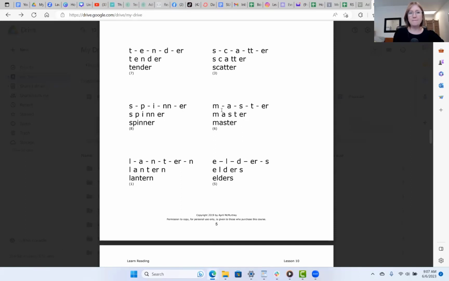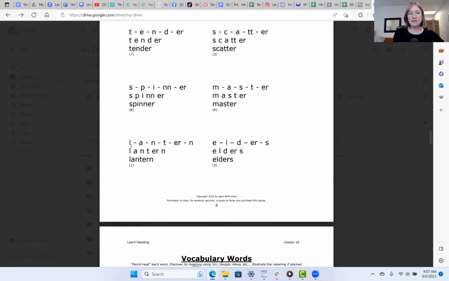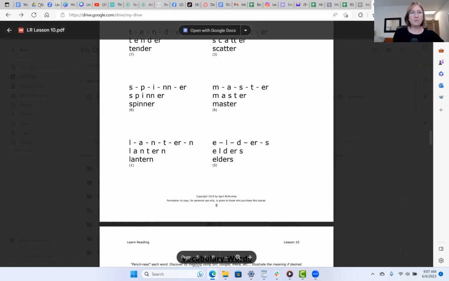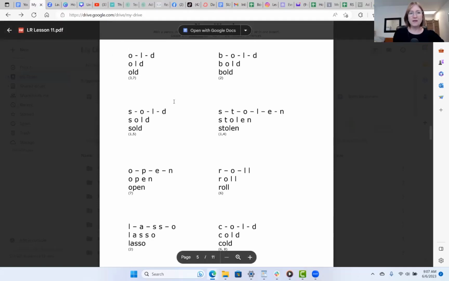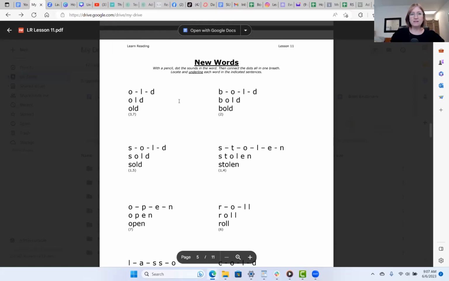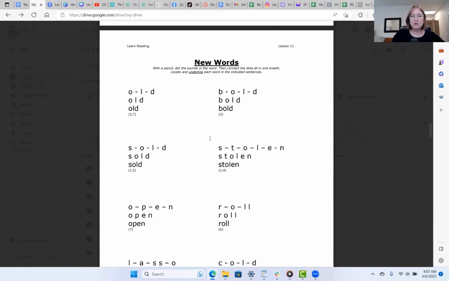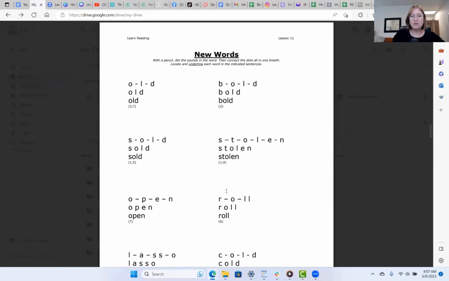This word is master, master. This word is lantern, lantern. And this word is elders, elders. So that was from our extra practice from last week. This week we are here on lesson 11, and we're going to do these first 4 together, and then the last 4 you can do on your own.